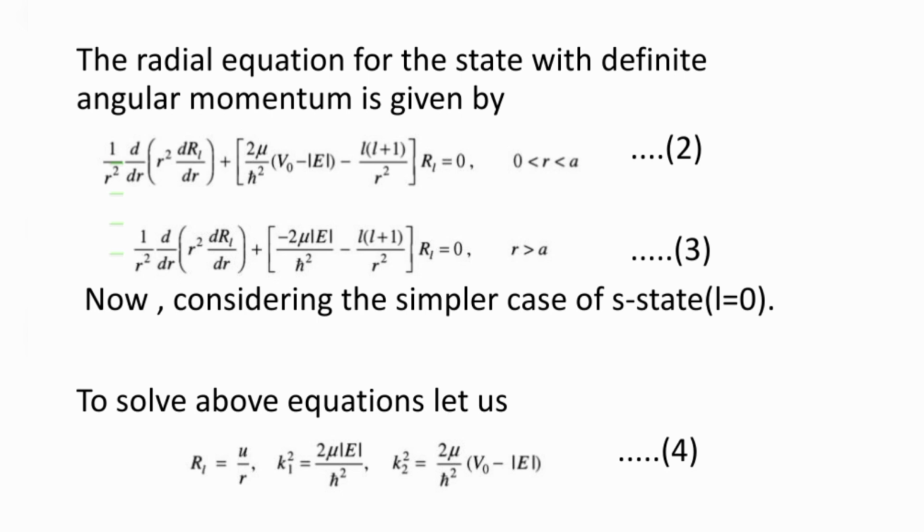Now the similar equation for the potential outside the square well, that is r greater than a, becomes 1 by r square d by dr of r square dR by dr plus (minus 2 mu mod E by h square minus l(l+1) divided by r square) into R, which equals 0. This is for the potential outside the square well.